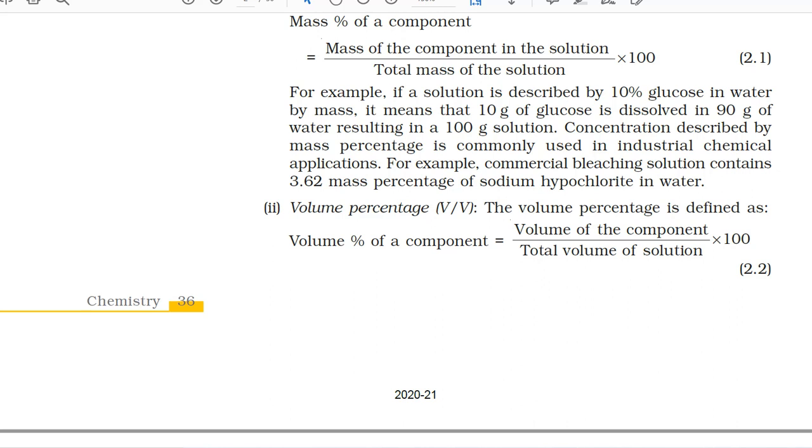Second, volume percentage (V by V). The volume percentage is defined as: volume percent of a component is equal to volume of the component upon total volume of solution, into 100.